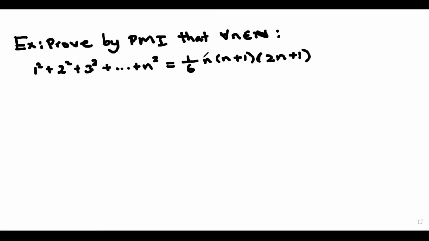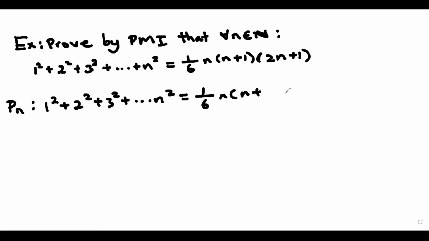All right, so let's try another example. So it says, prove by PMI, which is mathematical induction, that for all n in natural, 1 squared plus 2 squared plus 3 squared plus n squared is equal to 1 over 6 n plus 1 times 2n plus 2. Let Pn be 1 squared plus 2 squared plus 3 squared plus ... n squared equal to 1 over 6n, n plus 1. So basically writing back the question.